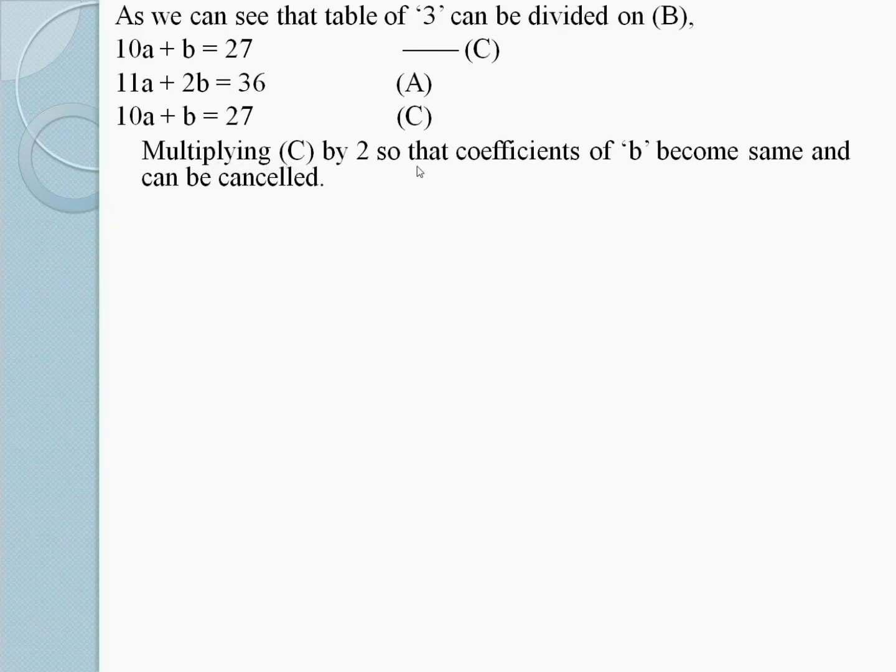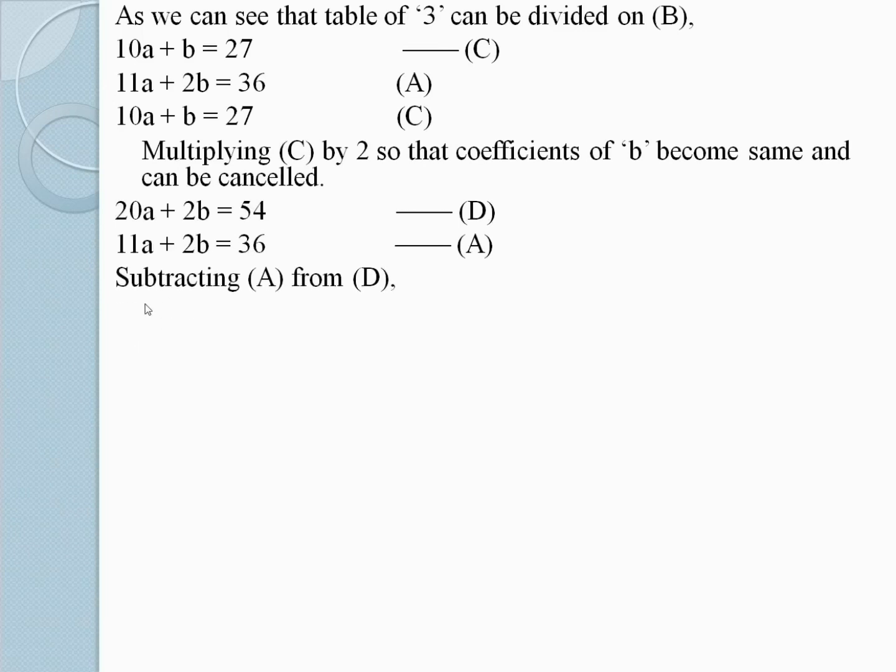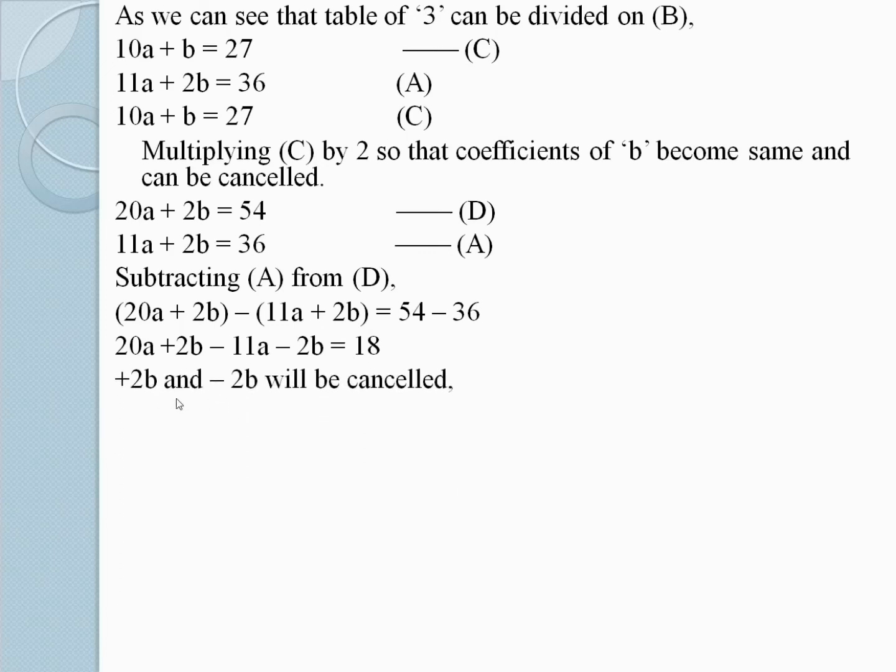Multiplying C by 2 so that the coefficients of b become the same and can be cancelled. 20a plus 2b equals 54, equation D. 11a plus 2b equals 36, equation A. Subtracting A from D, 20a plus 2b minus 11a plus 2b equals 54 minus 36. 20a plus 2b minus 11a minus 2b equals 18. 2b and minus 2b will be cancelled. 9a equals 18 from D minus A, a equals 2.